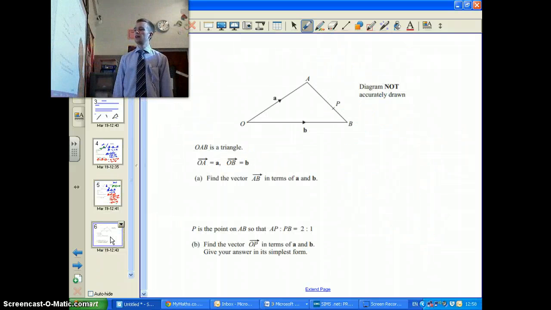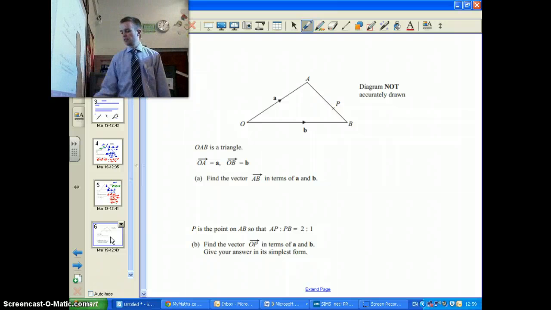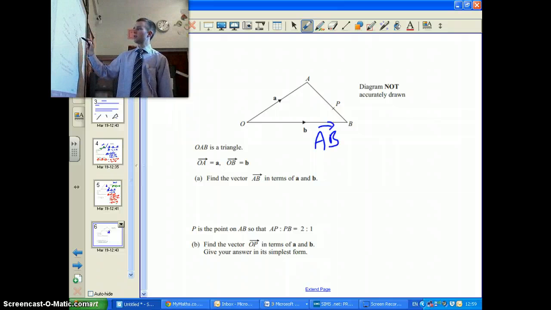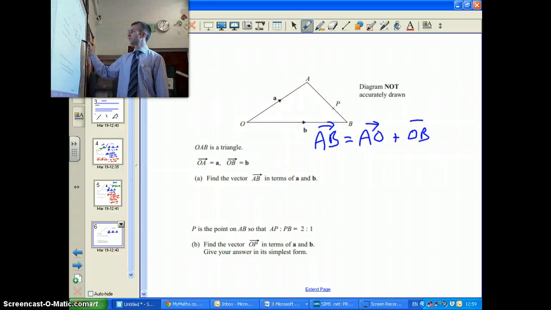and then we've got one more to look at here, and this one here, we've got a triangle OAB. So you should hopefully know what this means. I've got to find AB in terms of A and B. So same thing, I've got to get from A to B, and this time I've got to work backwards, so I've got to get from A to O plus O to B. So I end up by going backwards, I've got to go minus A and then plus B again, so same thing.